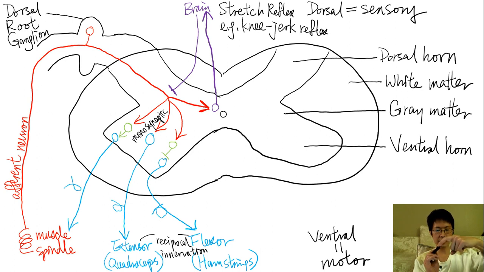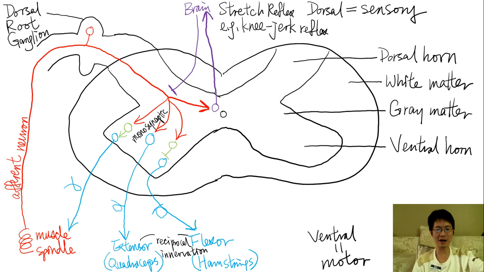Okay, that's why we call that reciprocal innervation. Reciprocal meaning that one muscle is excited, the other muscle is inhibited. You must have this, otherwise, if both muscles are excited and contract, you will have co-contraction. Okay, you don't want this to happen.